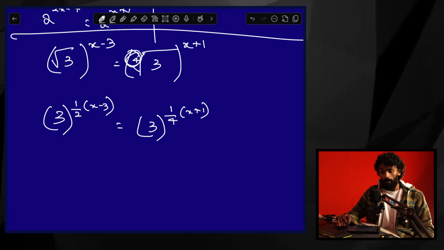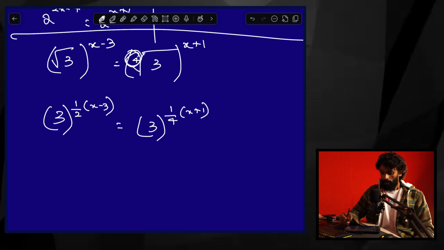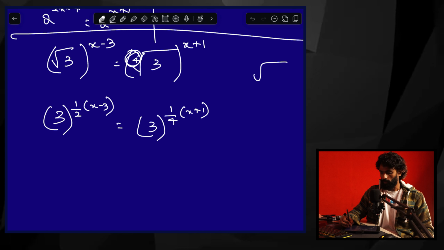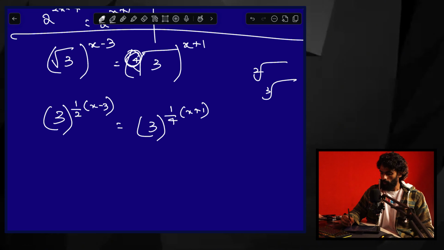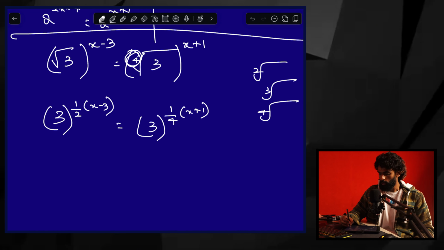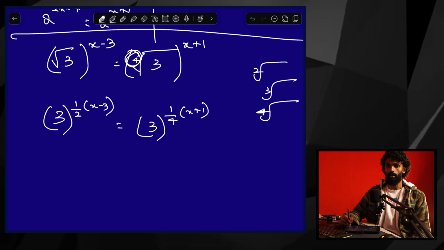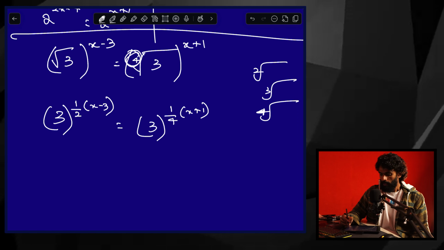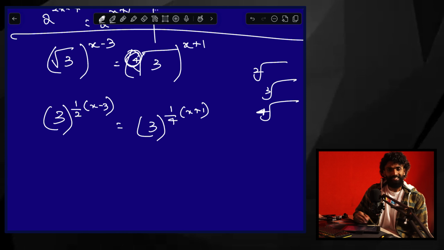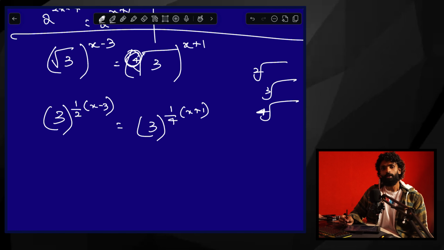Fine. A lot of things people get confused. By default, a root means square root. This means cube root, here meaning to the power 1 by 4. It should always go to the power. It should be a fraction. Now what do we do? Bases are same, equal to sign in between. So we equate the powers.